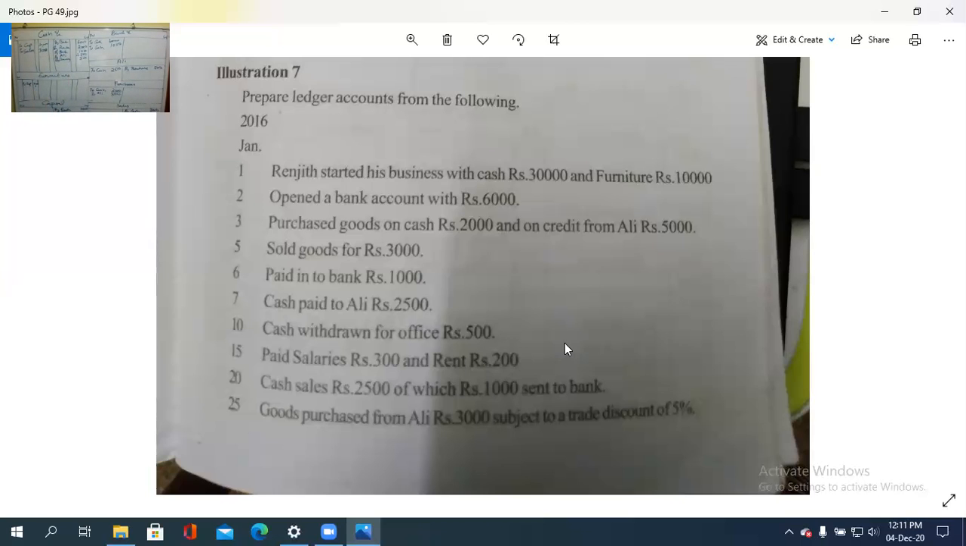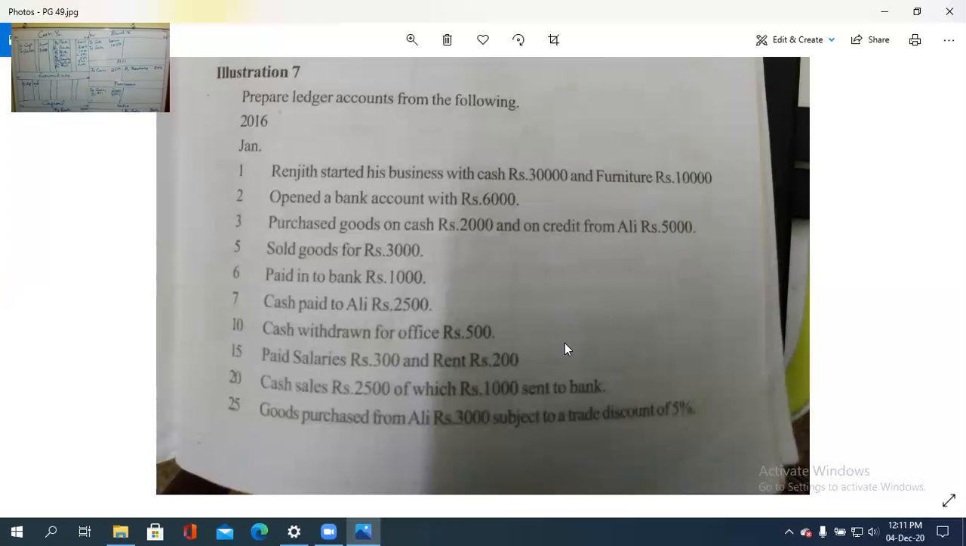Paid salary rupees 300 and rent rupees 200. Rent account would be extra value. Cash already is there, so the entry is salary account debtor 300, rent account debtor 200 to cash. Salary account in the debit side to cash, rent account in the debit side to cash, the corresponding amount 300 for salary and 200 for rent. That is the credit side, cash in the credit side by salary, by rent 300, 200.